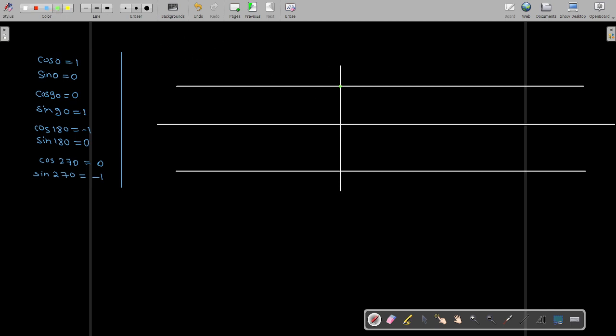It's here, right? Cos of 90 is 0. Now 90, maybe let's draw 90 somewhere here. At 90 it's 0, so it must go like this. At 180 it's minus 1. So 180 might be somewhere here, and minus 1 is somewhere here. And it goes like this.